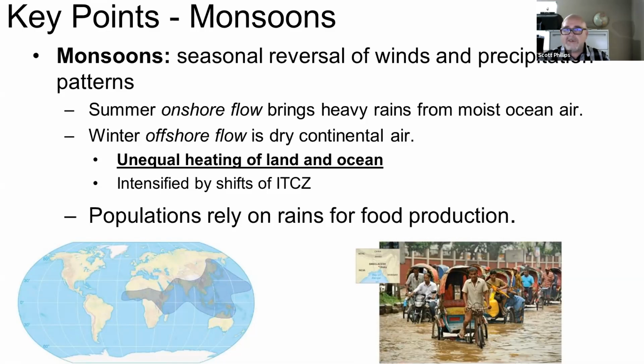In the winter, the opposite occurs. You have offshore flow of wind from the land to the ocean. And again, I will point out, this is caused by the unequal heating of the land and the ocean. However, it's also influenced by the migration of the intertropical convergence zone. So while the difference in land and ocean create this pattern, the migration of the intertropical convergence zone intensifies the amount of rainfall during the summer months.